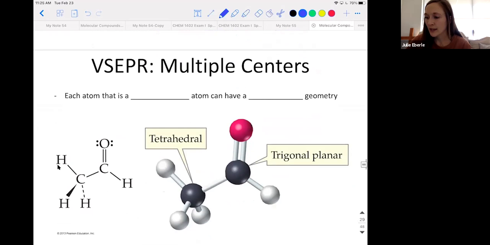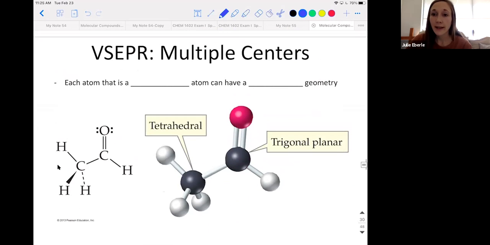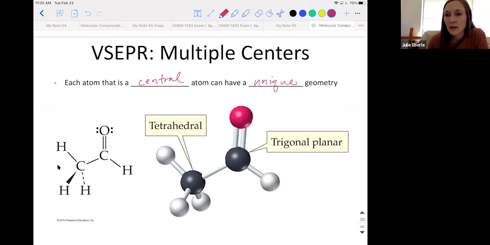But one last thing before we actually spend some time working some problems. You can have molecules with multiple central atoms. You see an example here. And when you have that, each atom that is a central atom can have its own unique geometry. They're not always going to be the same. So the molecule you see here is a carbon on the left right here. It's got 3 hydrogens bonded to it, and it's also bonded to another carbon on the right. That carbon is double bonded to an oxygen and single bonded to a hydrogen.